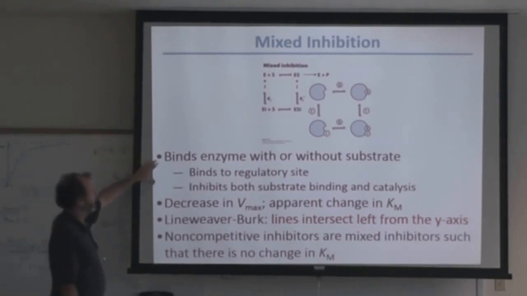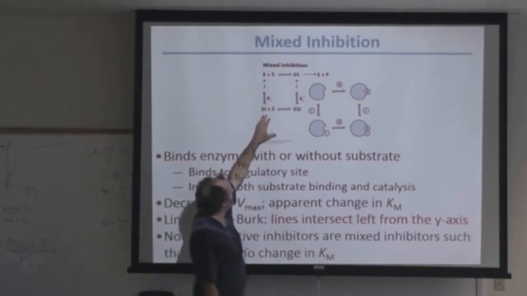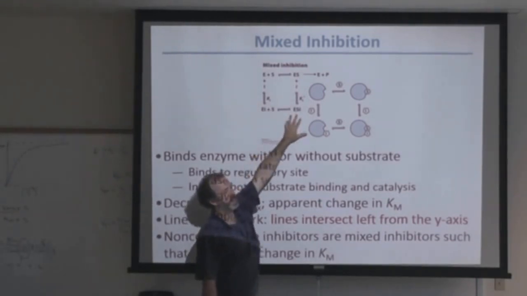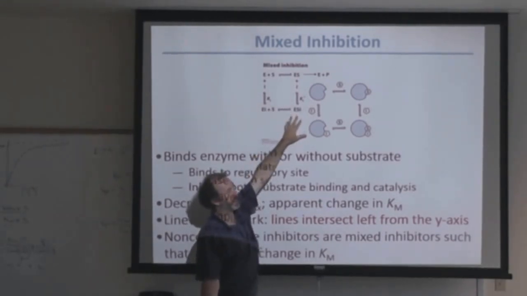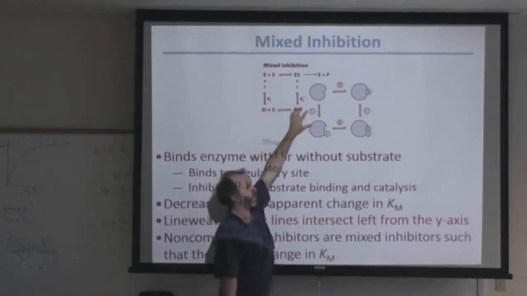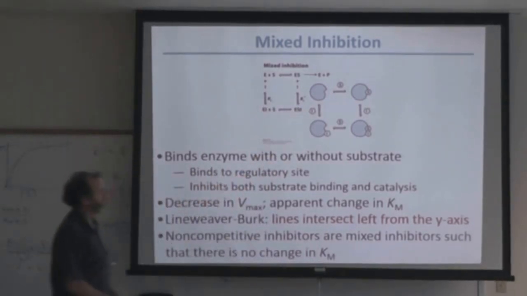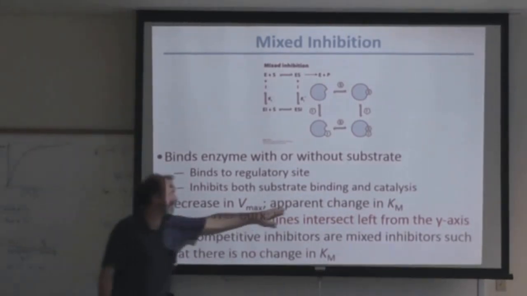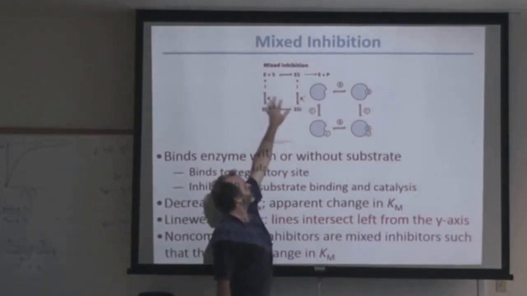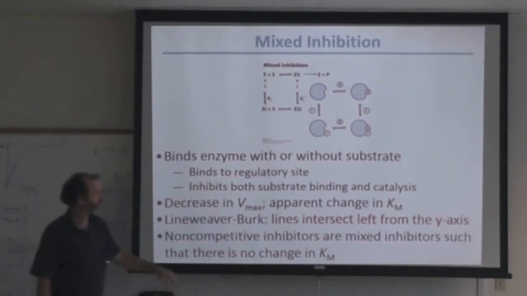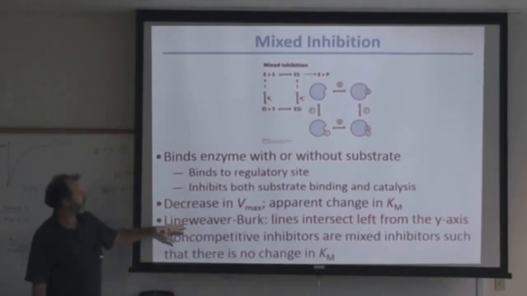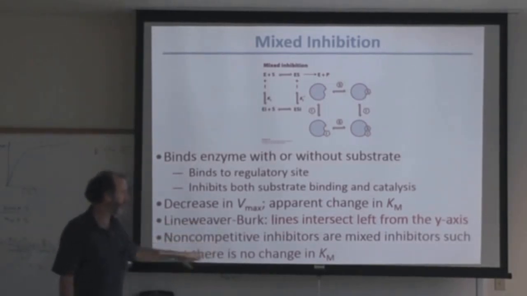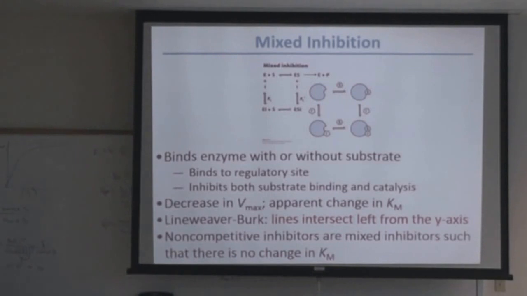But most of the time it's going to be mixed inhibition. What's happening here is that when you bind the enzyme or the enzyme-substrate complex with the inhibitor, you take these out. So what you see is a decrease in Vmax. And you'll also see an apparent change in Km if those are not equal. So the Lineweaver-Burk lines intersect off the y-axis. Non-competitive inhibitors are mixed inhibitors such that there is no change in Km.